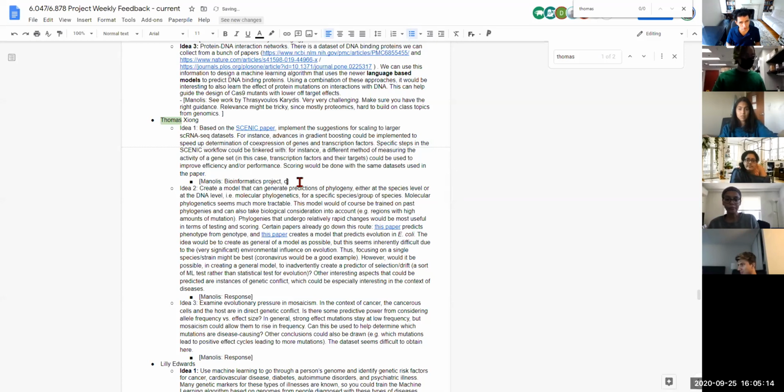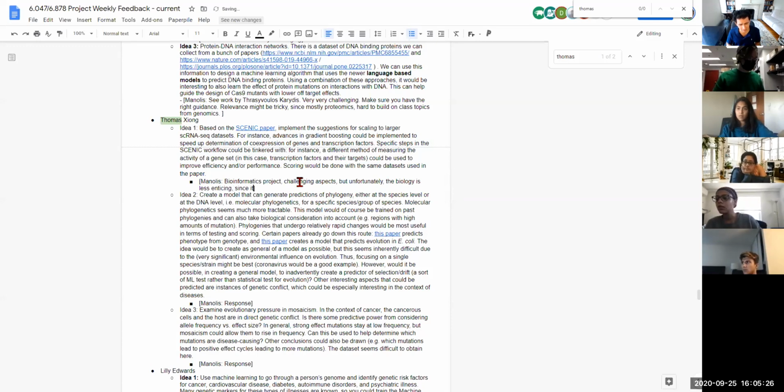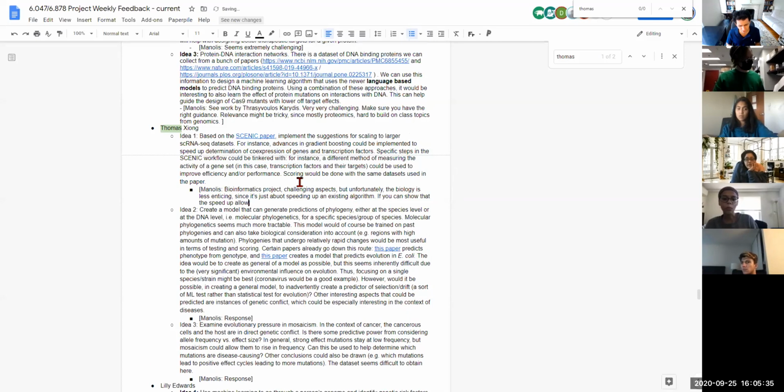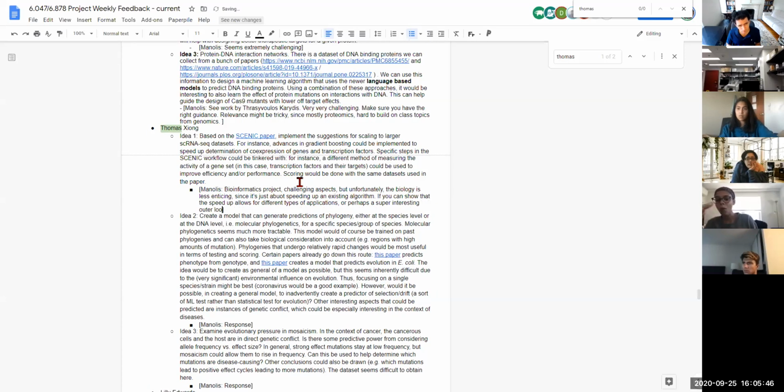project, challenging aspects, but unfortunately, the biology is less enticing since it's just about speeding up an existing algorithm. If you can show that the speed up allows for different types of applications, or perhaps a super interesting outer loop, that'd be great.